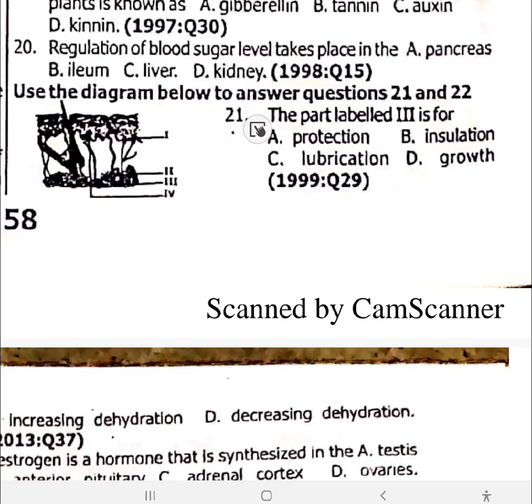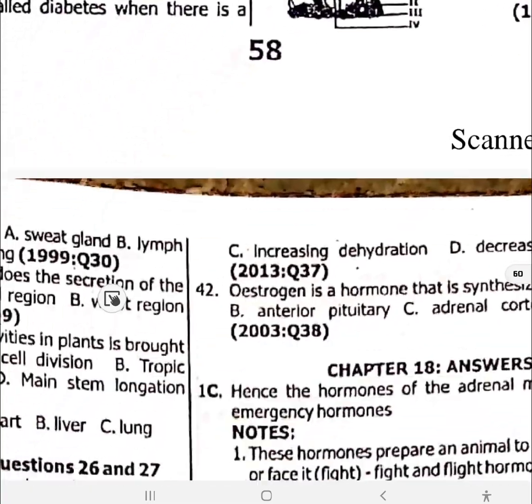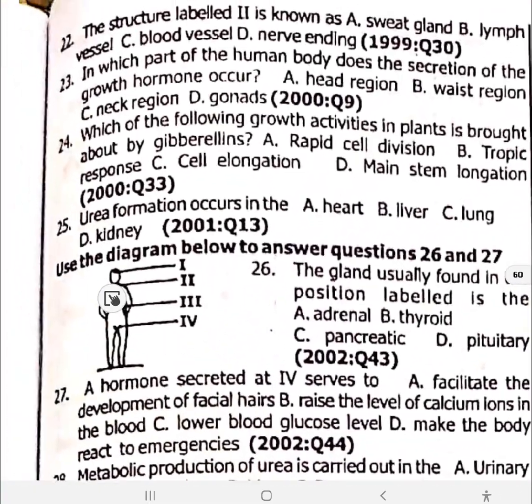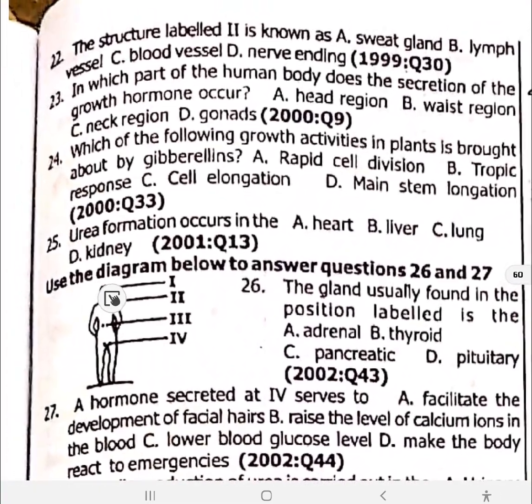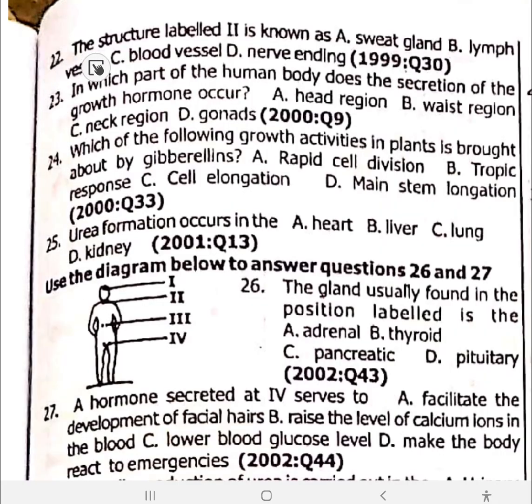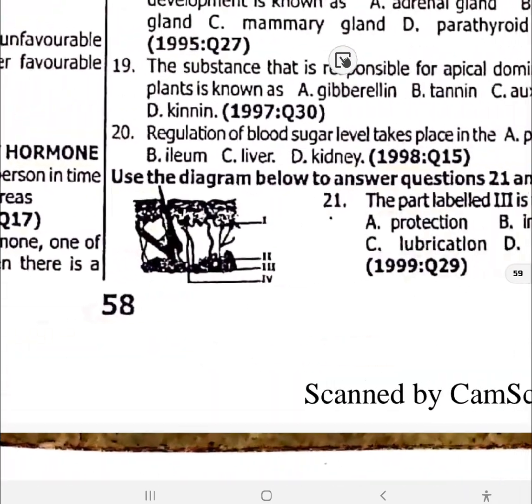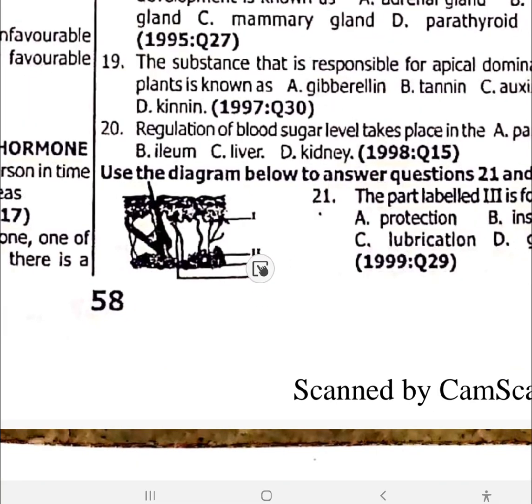Next question 21. The part labeled III, which is this part, not too clear of an image, is actually for protection. 21 is option A. Let's run through 22. Question 22. The structure labeled II. Let's go check it out. The structure labeled II, which is this place.